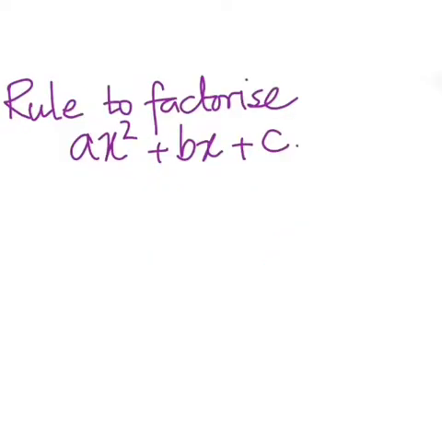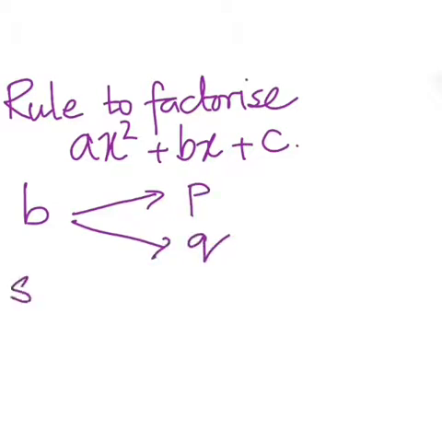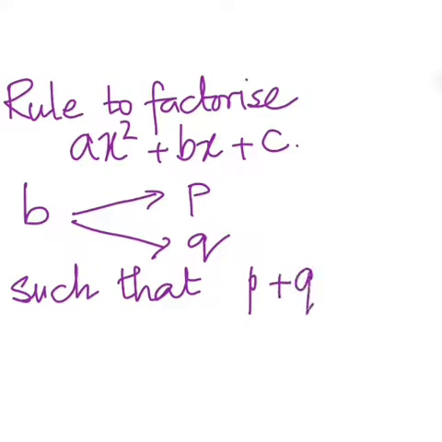Now, a rule to factorize ax square plus bx plus c. Here, first we will split b into two real numbers. Let those two real numbers be p and q, such that the sum of p and q gives b, and the product of p and q gives the product of a and c.